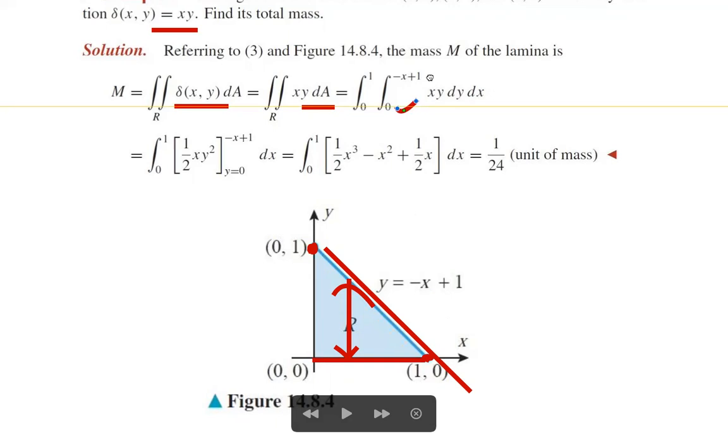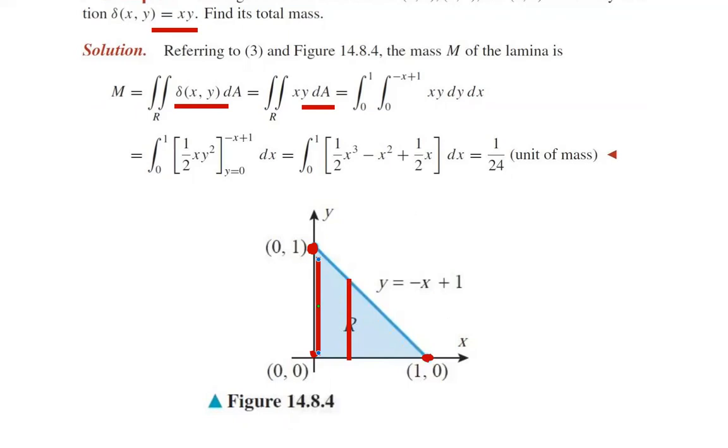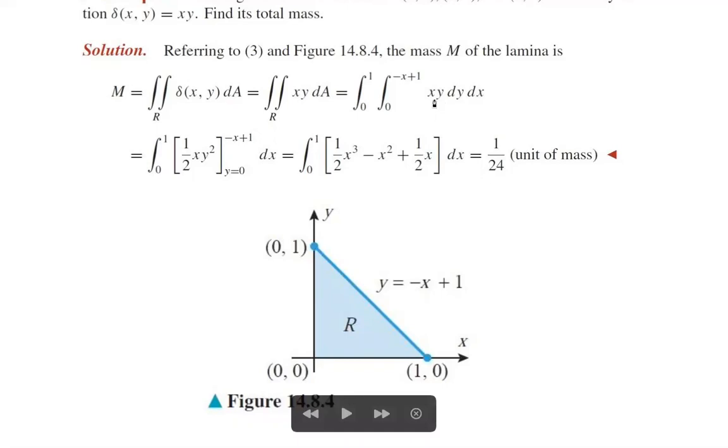Now integrate the function. Integral of xy with respect to y from 0 to 1 minus x is x times y squared by 2 from 0 to 1 minus x, equal to the integral from 0 to 1. Upper limit: x by 2 as a common factor times (1 minus x) whole squared, minus lower limit 0, which is equal to the integral from 0 to 1 of (1/2 x cubed minus x squared plus x by 2). Integrating the function from 0 to 1, you will get 1 by 24 as the mass of the lamina.